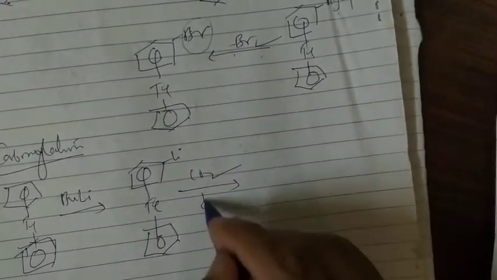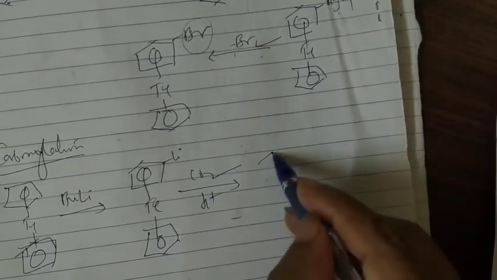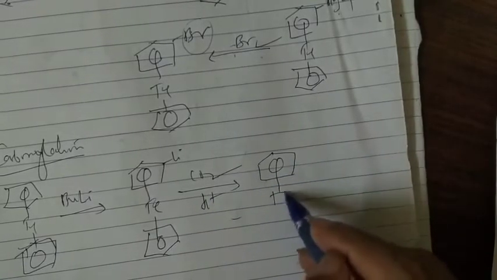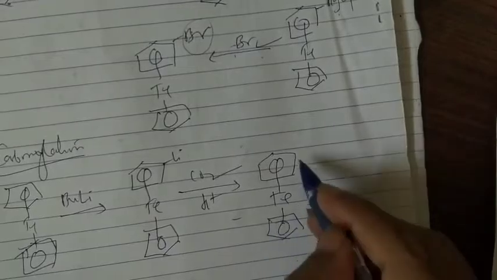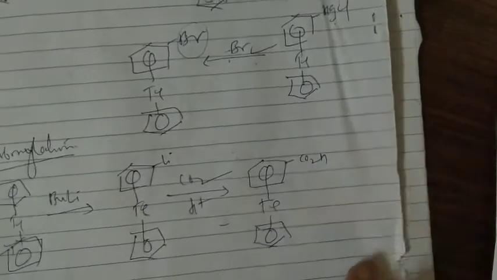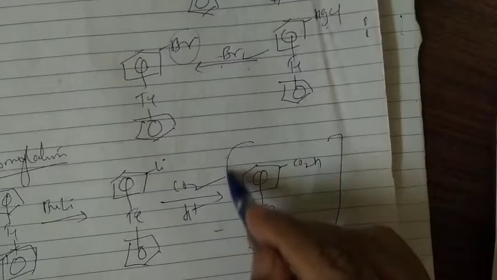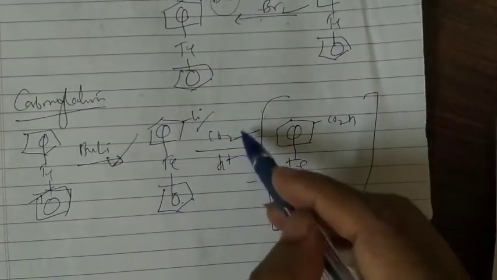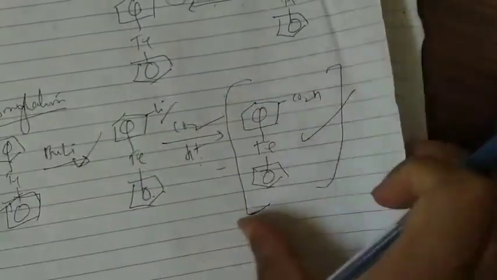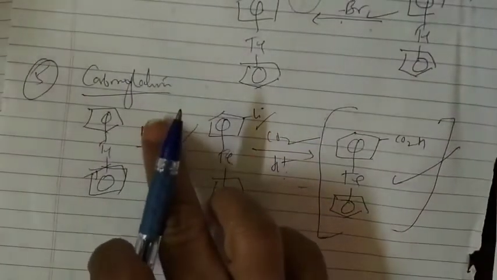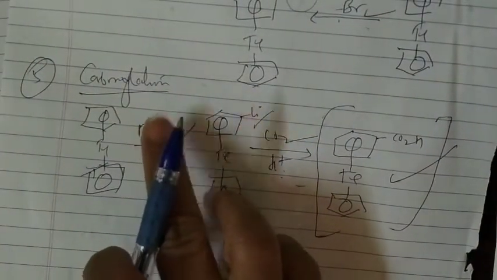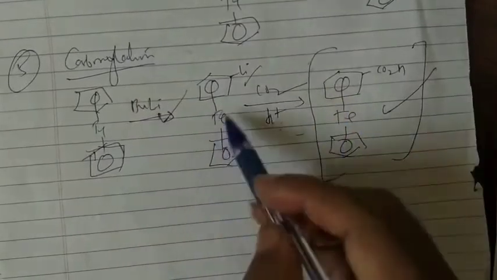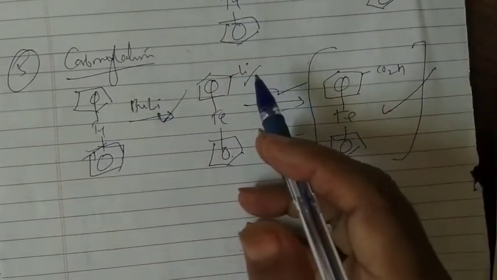Okay, in the presence of acidification, you get your carboxylic acid like this, CO2H. So this is the carboxylation. See here, ferrocene: you take butyl lithium, then you get lithiated ferrocene, then carbon dioxide, hydrolysis, acidification, and you get this one. So this is how the carboxylation reaction is shown by ferrocene. This is also a very good example of aromatic character, a carboxylation reaction.